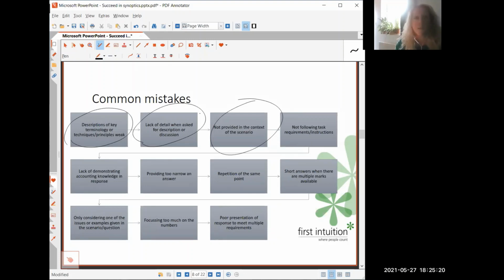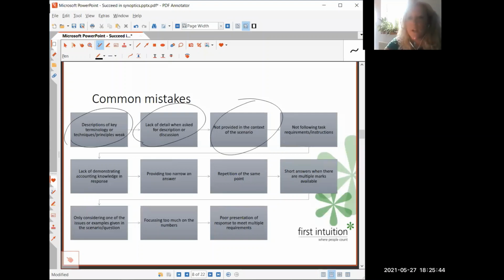So say the scenario you've got identifies that there's a cash shortage. You need to bear that in mind in your response. Don't go making a recommendation and a suggestion that they spend loads of money on something that they just don't have. Maybe look at what would be appropriate in the context of this scenario and use that in your answer.